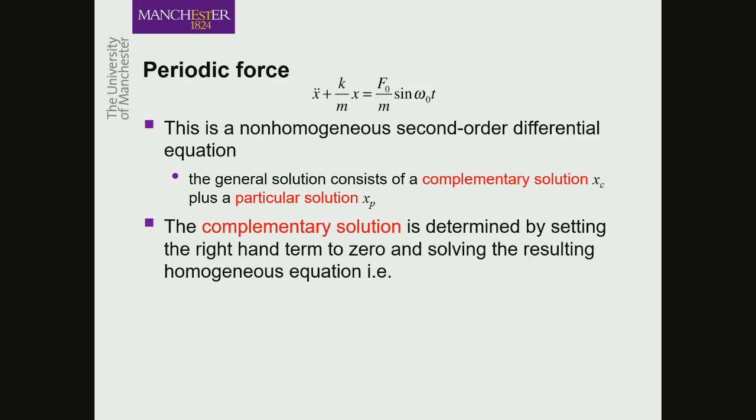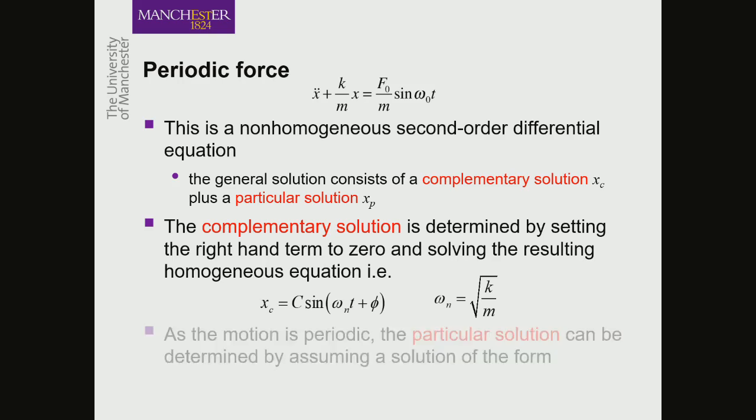When you assume that the right-hand side is equal to zero, it just turns out to be the same equation that you obtained in previous lectures, right? So it means that XC, the complementary solution, is the one that we already obtained in our previous lectures, which is, again, XC equals C sine, whatever. Again, there are different forms that we can use for this X, and omega n is all the time the same, square root of K over M, which was the natural frequency of the system.